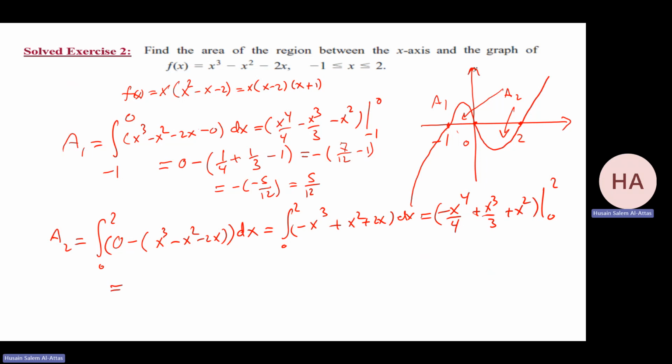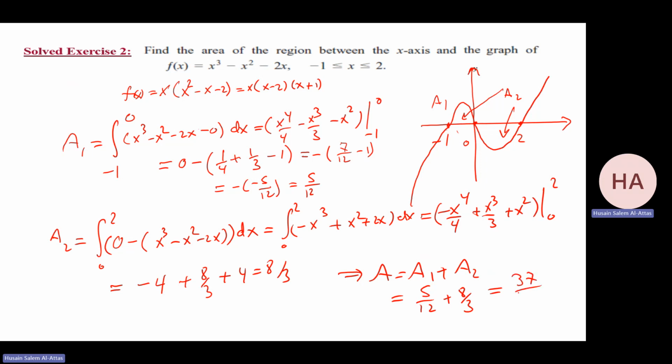Do the calculation. That gives me minus 2 to the power 4, which is 16, so it's minus 16 over 4, plus 8 over 3, plus 4. So it's 8 over 3. So the area will be A1 plus A2, and that will be 5 over 12 plus 8 over 3. This one times 4 is 32. So I have 37 over 12. Okay.